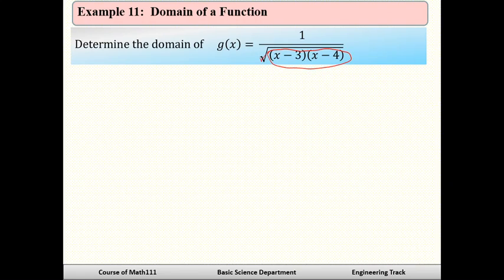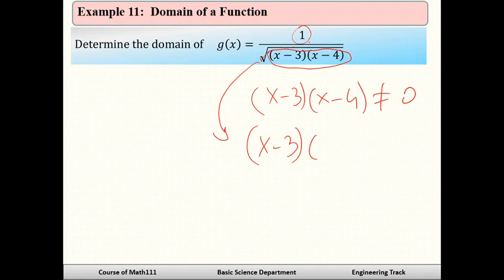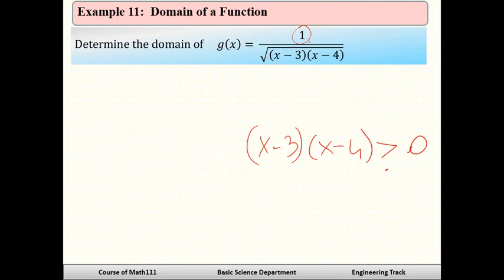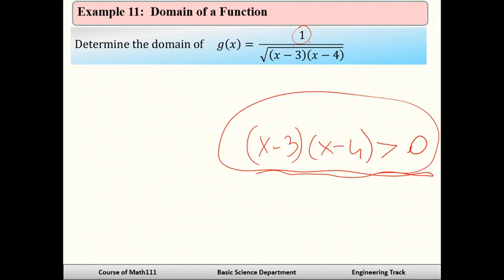So because of the square root and because of the 1 over, it's a fraction, the denominator cannot be 0. And because of the square root, the inside has to be bigger than or equal to 0. When you combine these two, you get this condition. So if x is in the domain, it has to have this property.